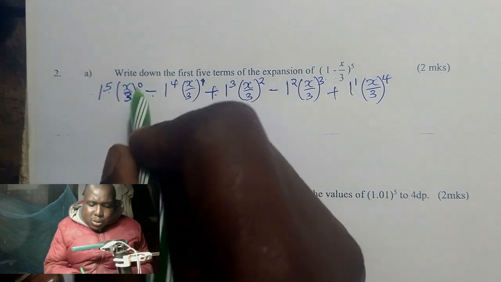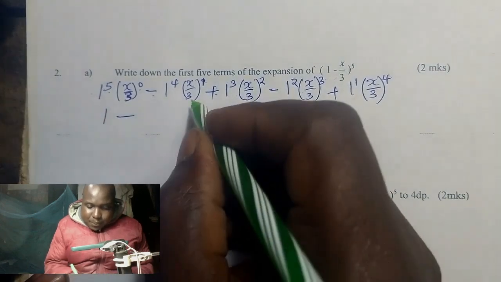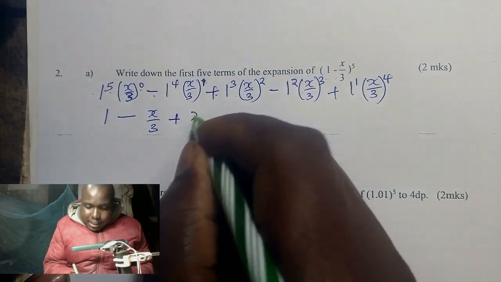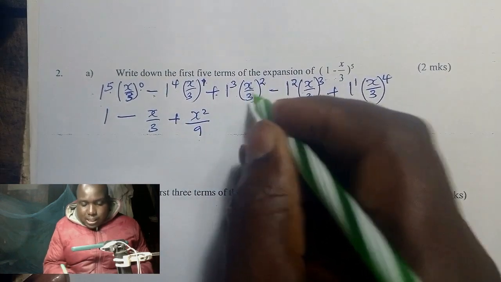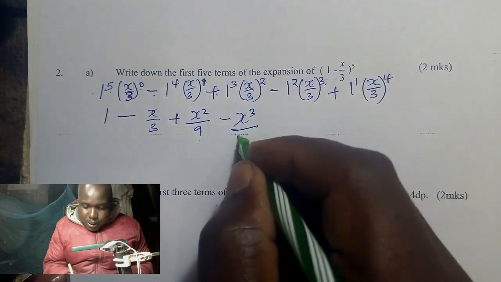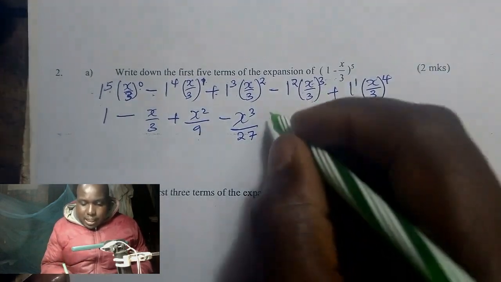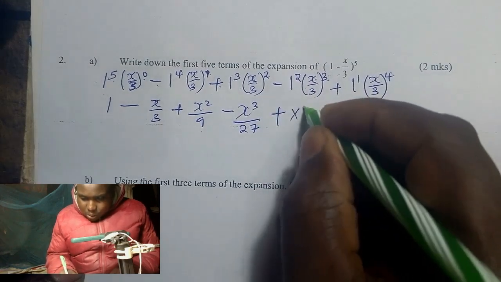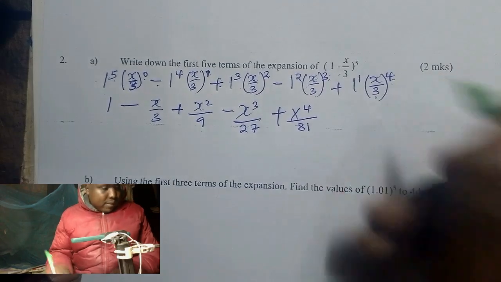Then from there, anything raised to power 0 is 1. So this is going to be 1 minus x over 3 plus x squared over 9. When you square x, this squares this, this squares this. Then minus x cubed divided by 27, because the cube of 3 is 27. Then plus x raised to power 4 over 81. 3 raised to power 4 is 81.